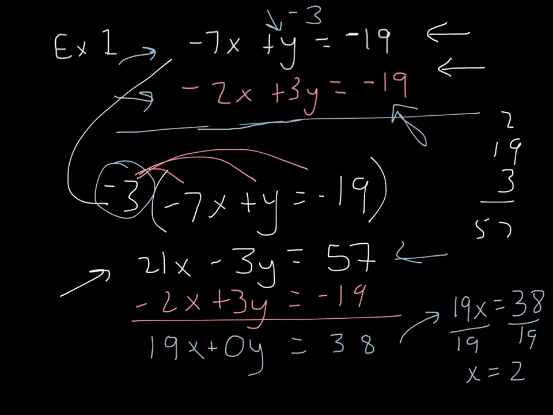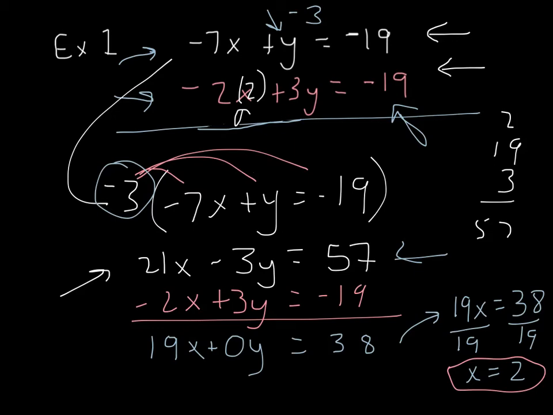Also, if you're stuck and you can't just multiply one equation by one number, you can multiply both equations by different numbers to get a common coefficient. Anyways, now that I know that x is 2, if I plug that into any one of these equations, it'll give me y. So, for example, if x is 2 in this red equation here, I'll write over it, that gets me -4 plus 3y equals -19.